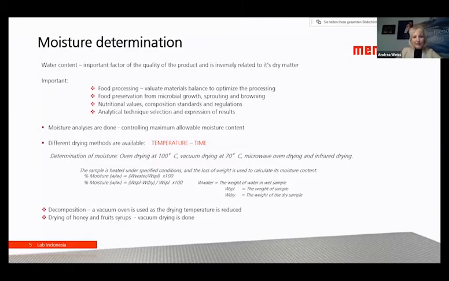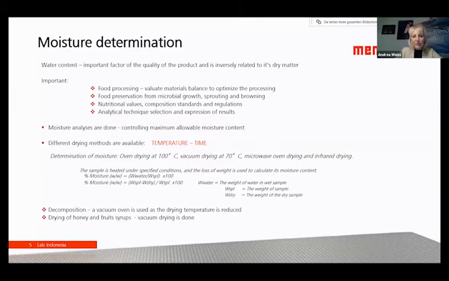So also here, the moisture determination is most important. The moisture analyses are done in order to control the maximum allowable moisture content. And when we do this process, we always have to consider temperature and time. Temperature and time are important to figure out the correct drying method, to find out which is the best way for drying the samples.